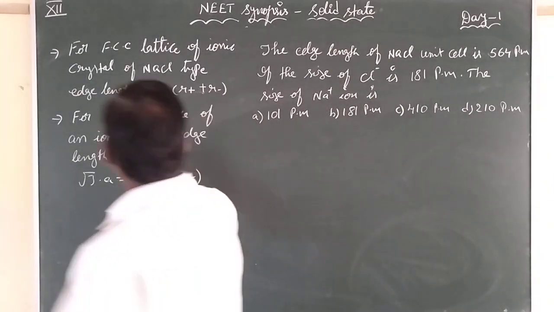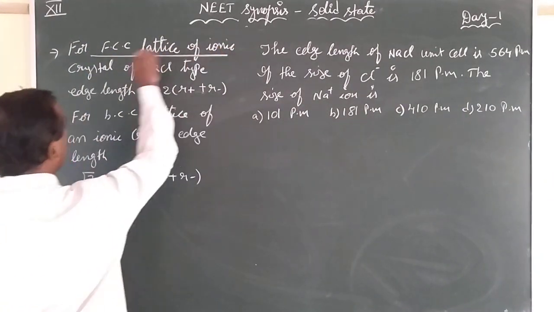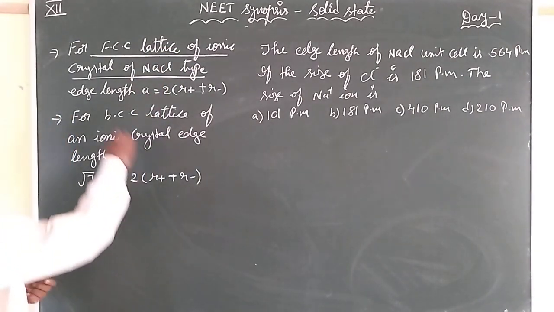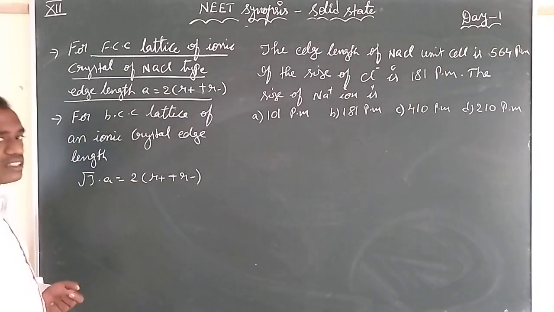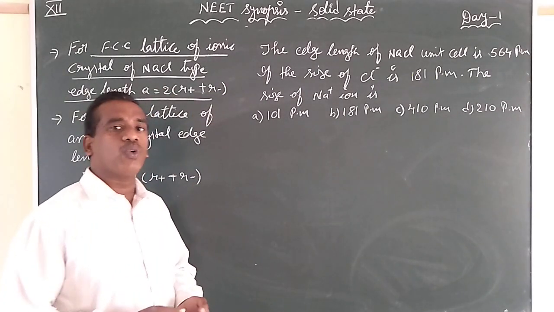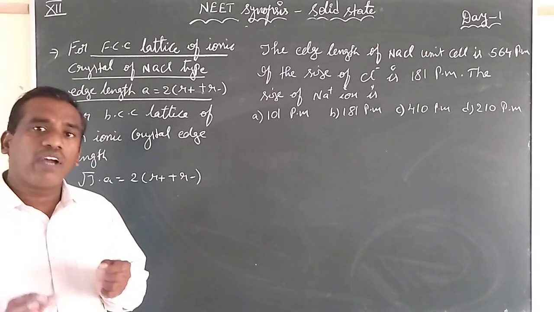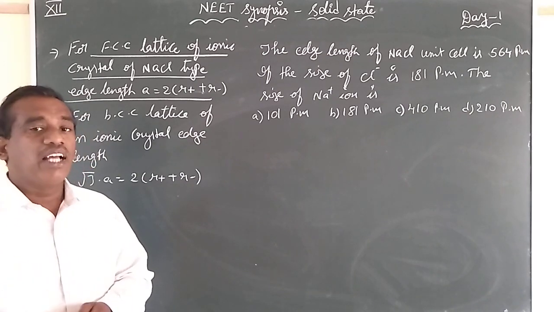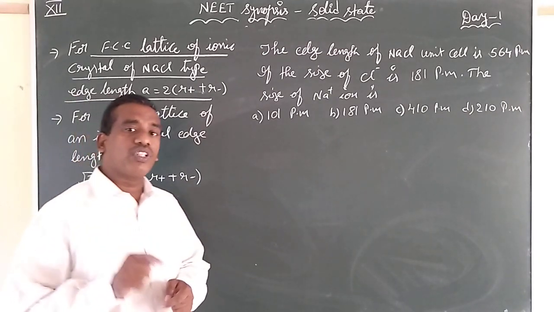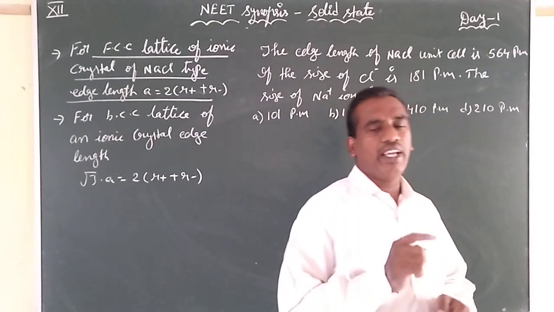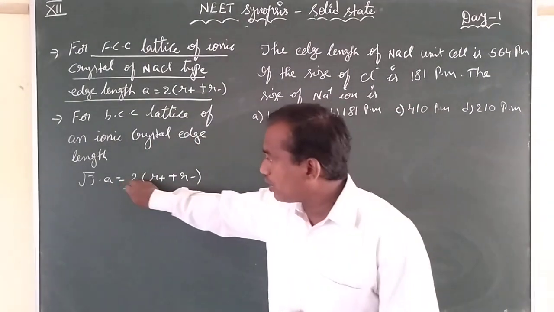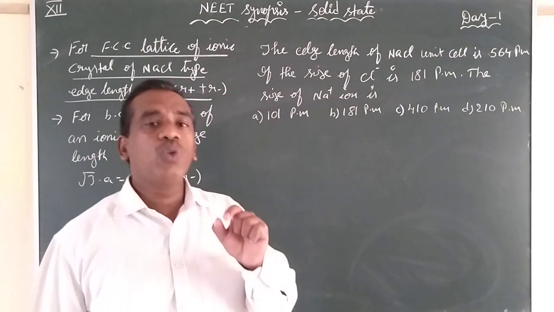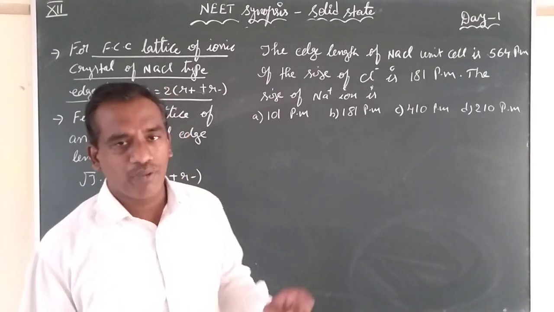So for an FCC lattice of ionic crystal of sodium chloride type, how to calculate the edge length? Edge length is equal to 2 into radius of cation plus radius of anion. Similarly, for a BCC having ionic crystal, the edge length is calculated as root 3a is equal to 2 into radius of cation plus radius of anion. In this session, I am going to give only the numerical on how to calculate edge length of the NaCl type. See the question here.